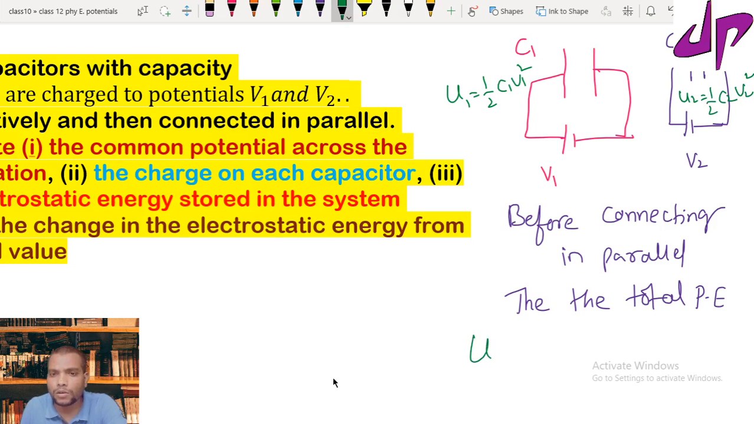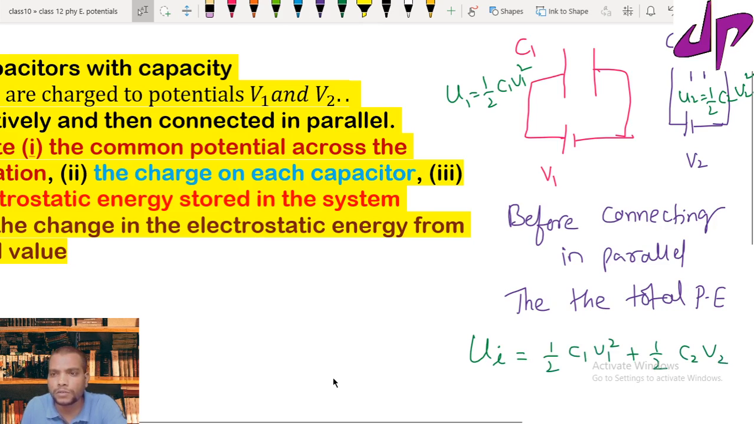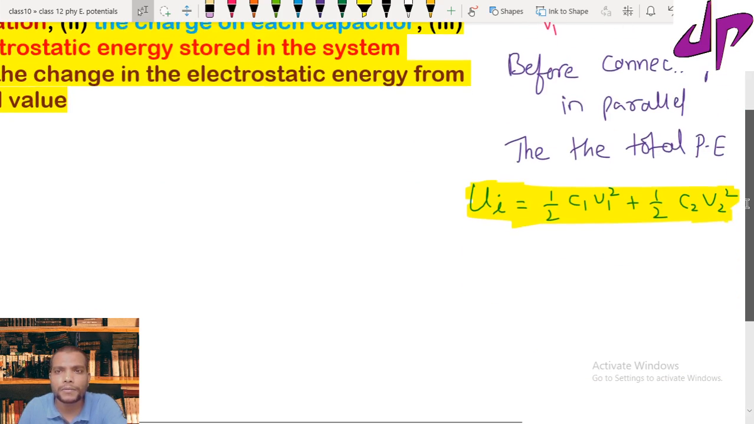So I can take the total initial potential energy as the sum of these two potential energies, half C1 V1 square plus half C2 V2 square. So this is the total potential energy before connecting in parallel. But we need to do everything after connecting in parallel.